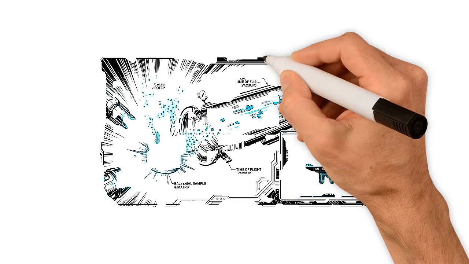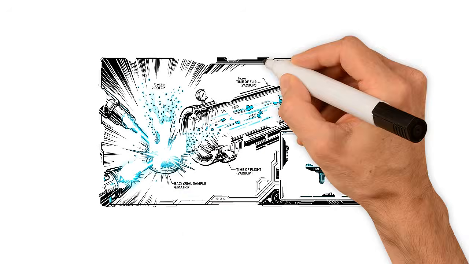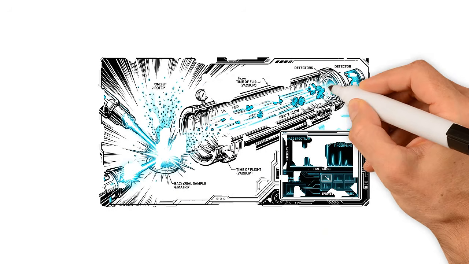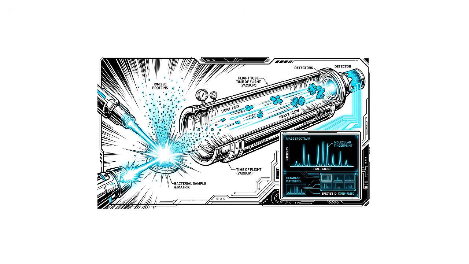MALDI-TOF mass spectrometry: hit the bacterial sample with a laser to ionize its proteins, then measure how fast those proteins fly through a vacuum tube. The weight of the proteins creates a unique fingerprint, identifying the species in minutes instead of months. We are literally throwing DNA amplification and lasers at this organism just to counter its evolutionary strategy of extreme slowness.